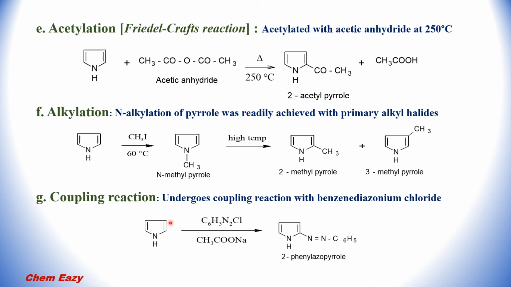Then in the case of coupling reactions, pyrrole undergoes a coupling reaction with benzene diazonium chloride in the presence of sodium acetate. Here the second position is substituted and gives 2-phenylazopyrrole.